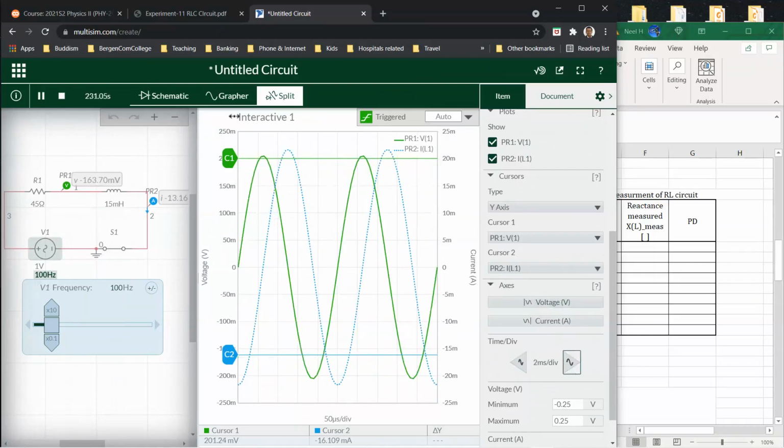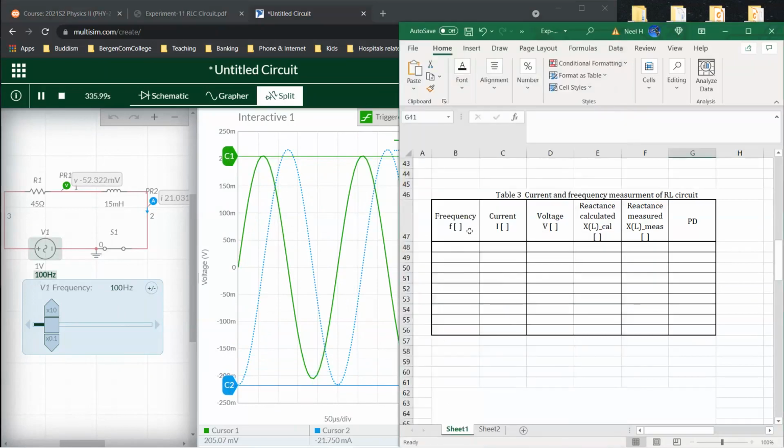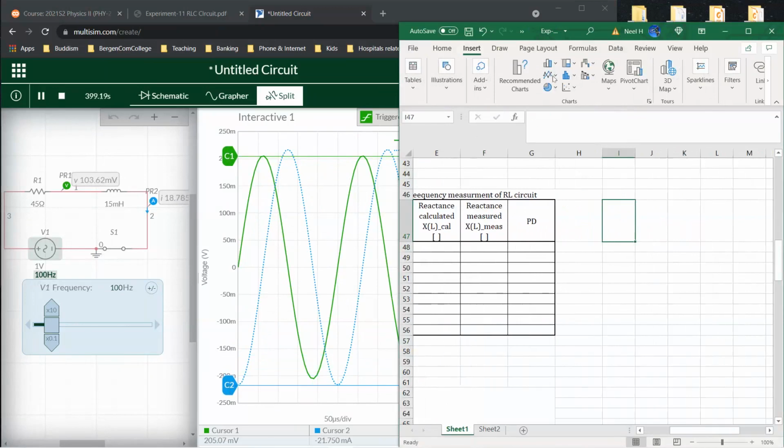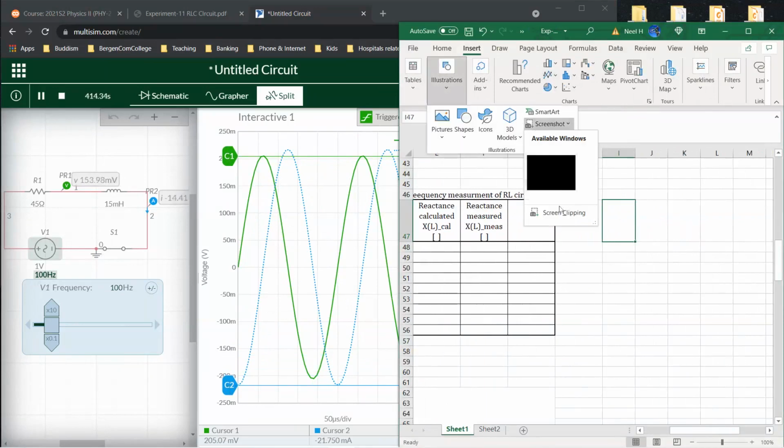Okay. So voltage around here, and then the current around here. All right, then we'll record those on the table number 3, and also I would like to have a picture of this simulator, right? It's a different one now, different circuit. So let's take a picture, screenshot.